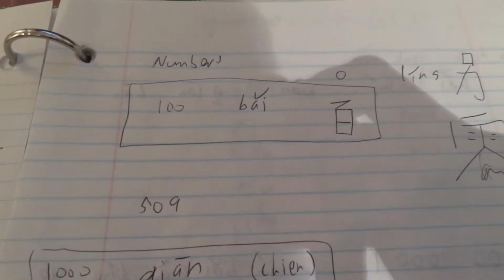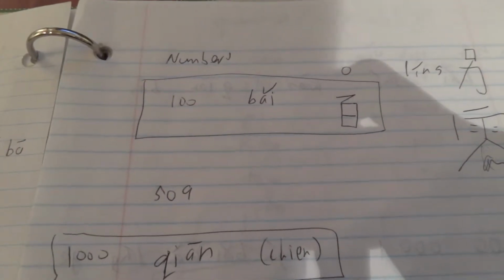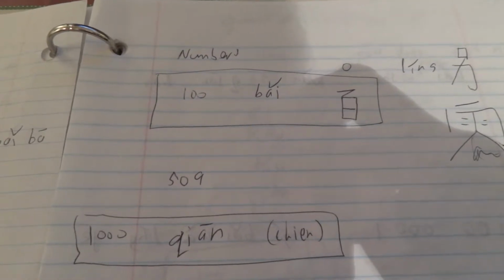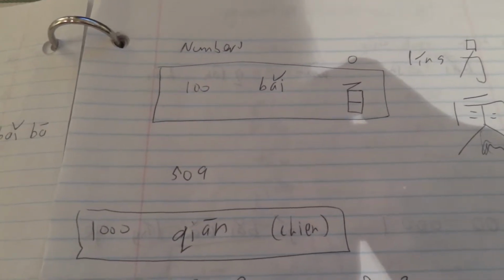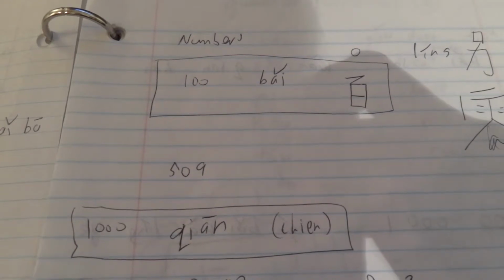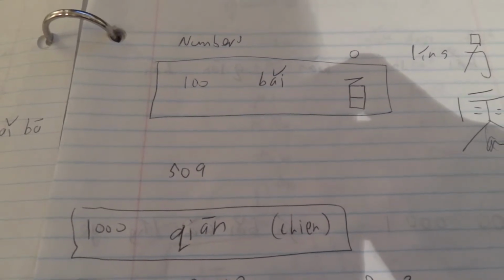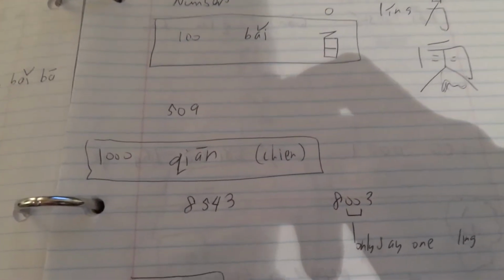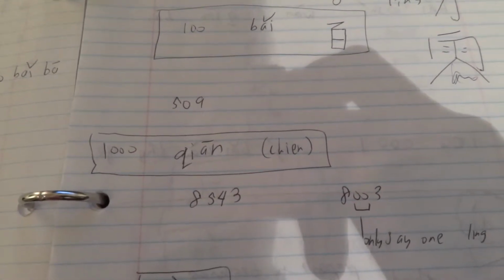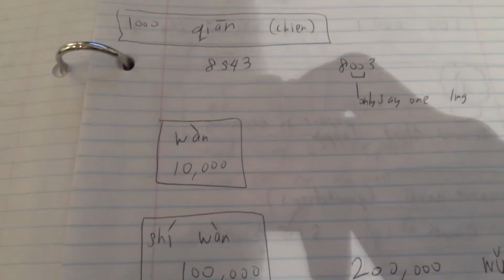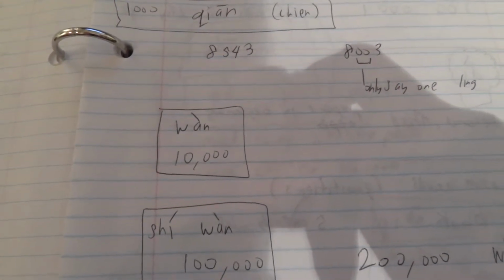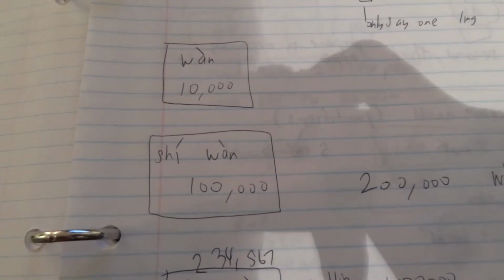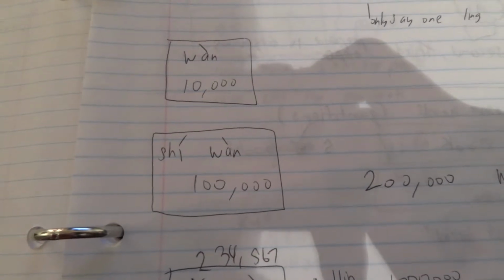So if you wanted to say 100, it's bai. And 101 is bai ling yi. Okay. And 1,000 is 10. 10,000 is 1. And 100,000 is 10,000. That means 10,000s.